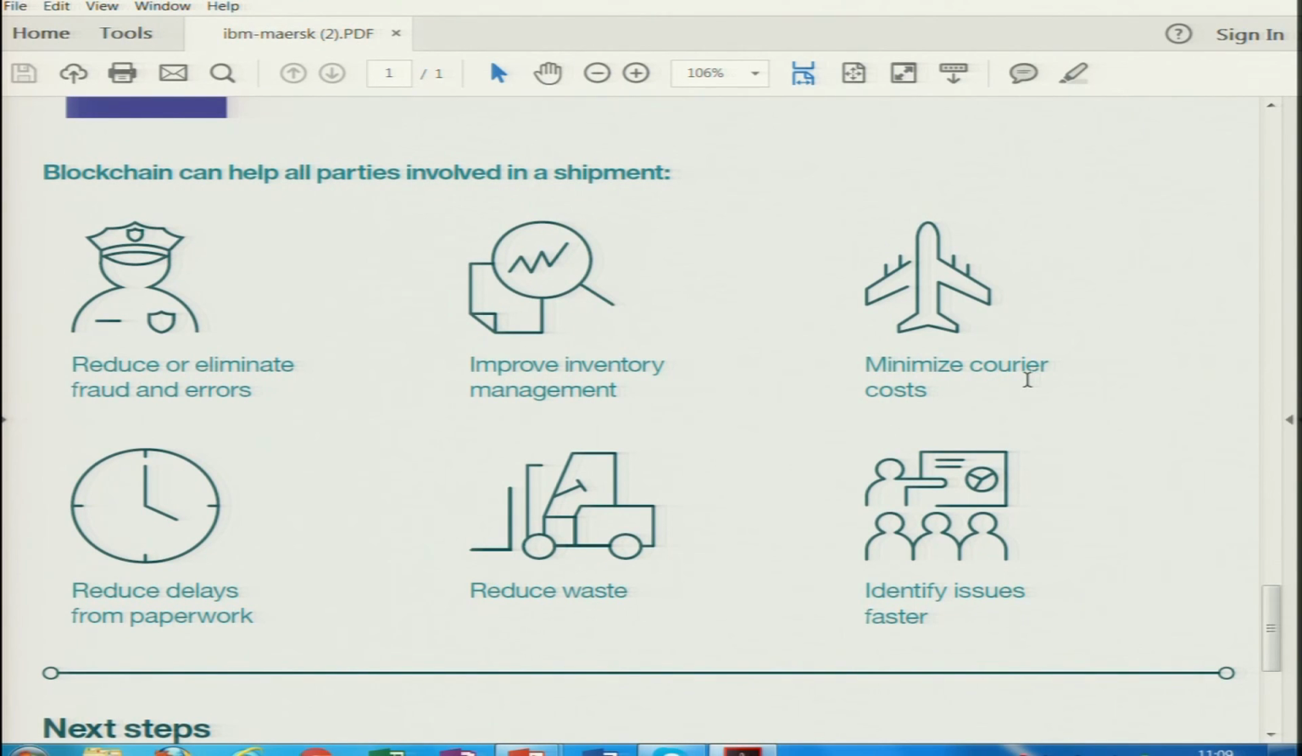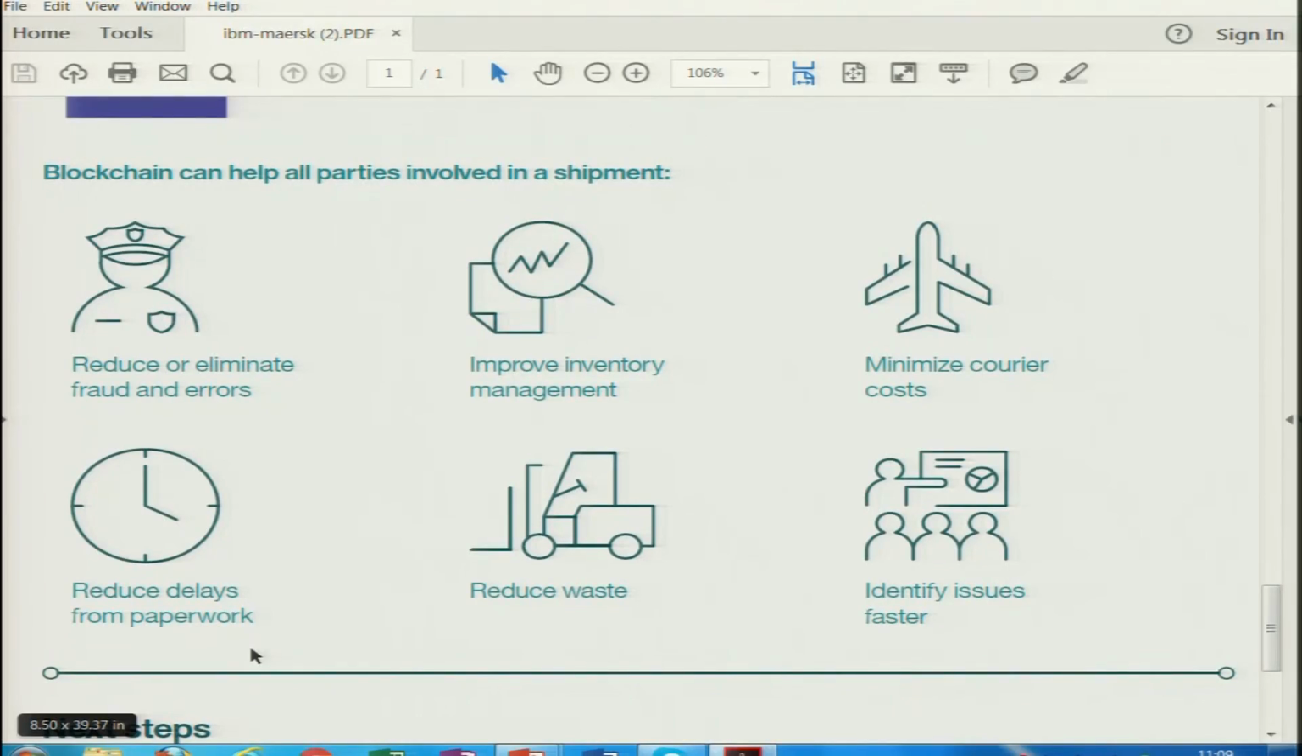Minimize courier costs because of reduction in paper delays and paperwork, and the couriers also, when they can know transparently when that shipment is arriving at the ship, they can also arrange for which ship is going to carry. They can plan their fleet more effectively. Reduce delays from paperwork, obviously reduce wastage in perishable goods. If they reach us on time, wastage is significantly reduced, and identify issues faster.